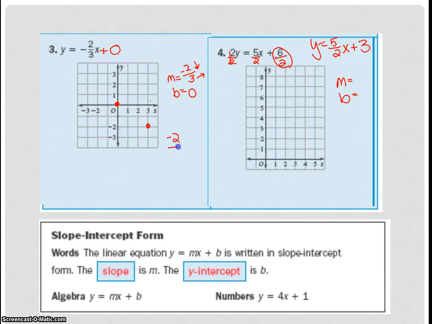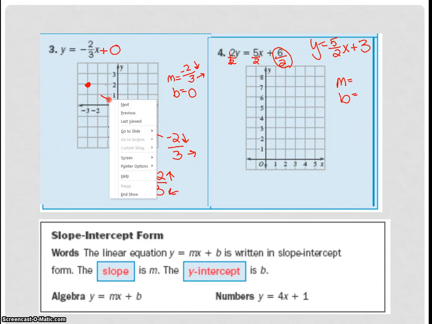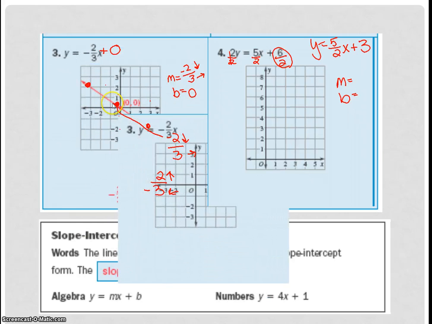Instead of going down and to the right, I could think of it as the complete opposite. Because technically I could say that the negative is with the 3, and that means I'm going up and to the left. So from this 0, I could go up 2, left 3. See how that's still on the line? And then, as close as you can, draw the line.